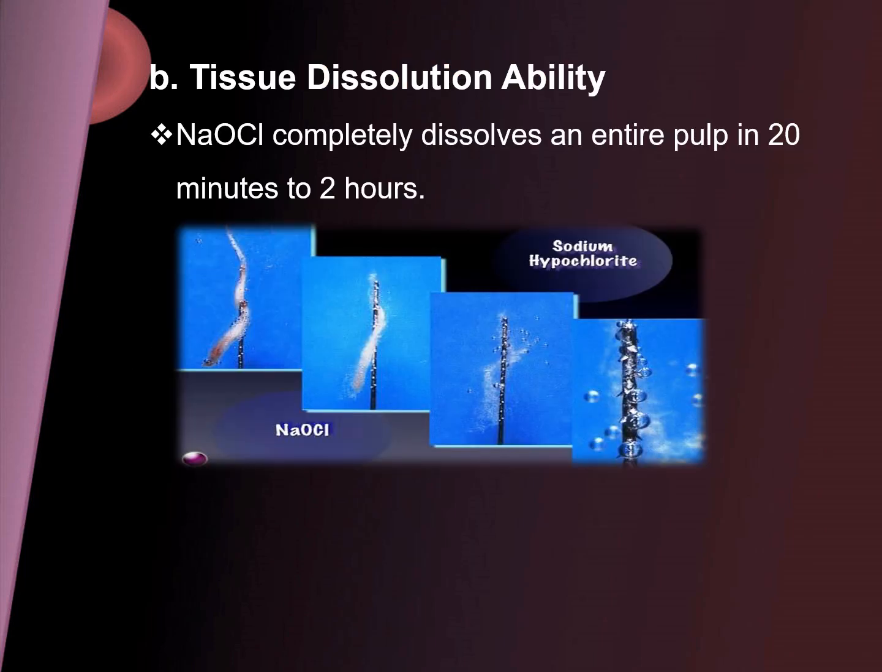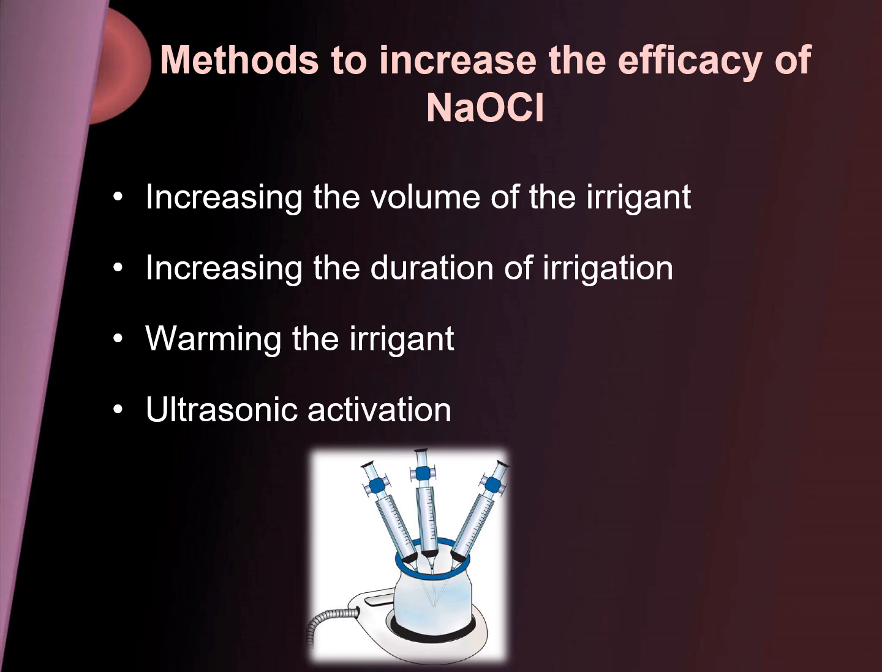Next property is tissue dissolution ability. Research studies have found that sodium hypochlorite completely dissolves an entire pulp in 20 minutes to about 2 hours. The pulp dissolving ability is useful during the cleaning and shaping of inaccessible areas such as the isthmus region and C-shaped canal systems. The methods to increase the efficacy of sodium hypochlorite are increasing the volume of irrigant, increasing the duration of irrigation, and warming the irrigant. This can be done with the help of chair-side irrigant warming devices. And ultrasonic activation has been advocated to improve the effectiveness as well as enable the irrigant to reach into complex isthmuses of the root canal.